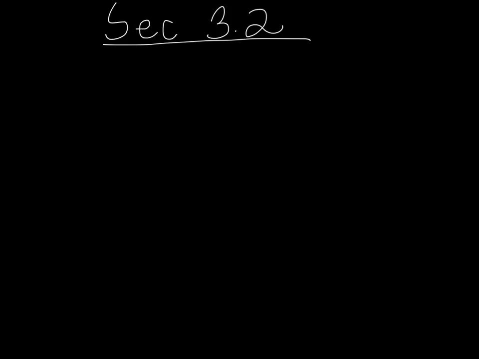I'm going to start off with number 9 out of section 3.2, and this is a sum of two integers problem. It tells us that the sum of two integers is 87, and we are to find the numbers for that. Usually what I like to do is represent those in a very basic way. So I'm going to say a plus b equals 87.